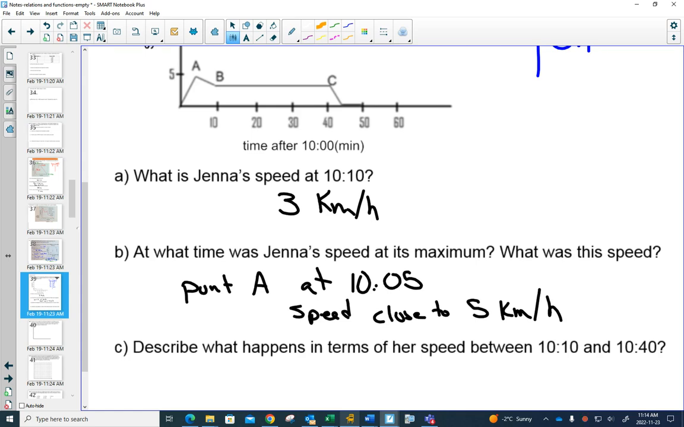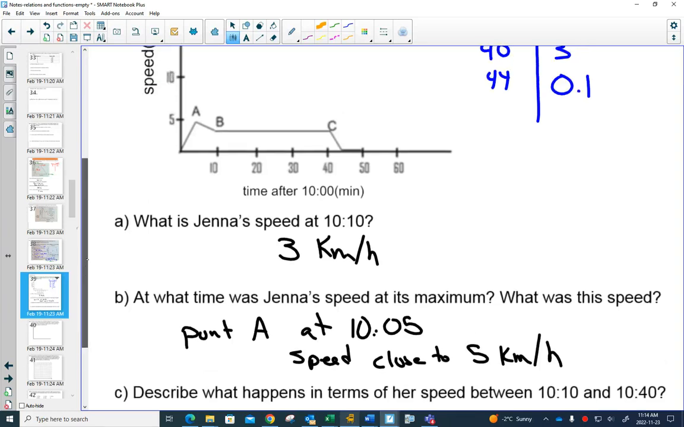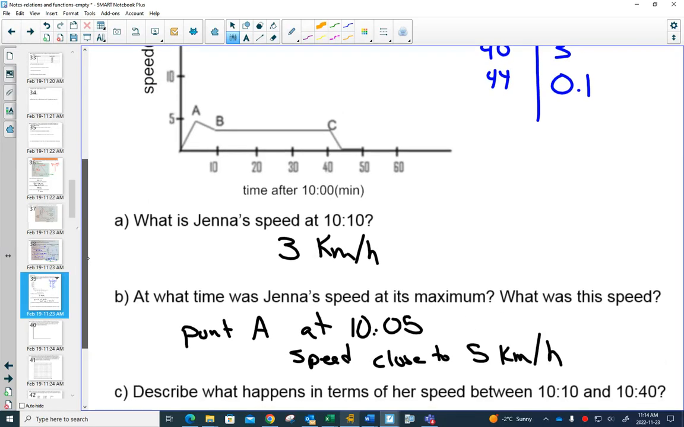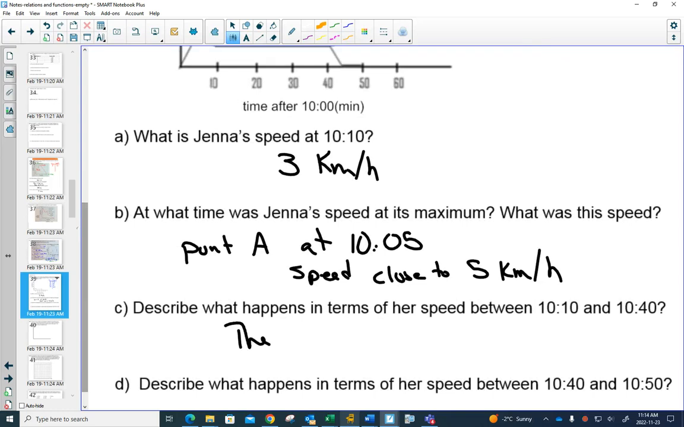Describe what happens in terms of her speed between 10:10 and 10:40. She's traveling at the same speed. Okay? And one of the things that you're going to have to do with these graphs is if they give you a graph of speed, could you make the graph of distance? Or how much she's traveled, how far she's traveled.